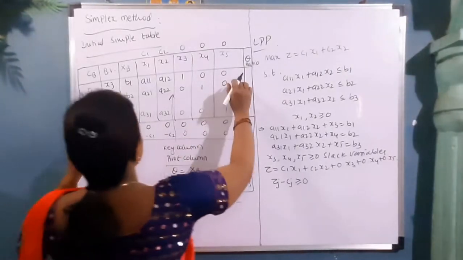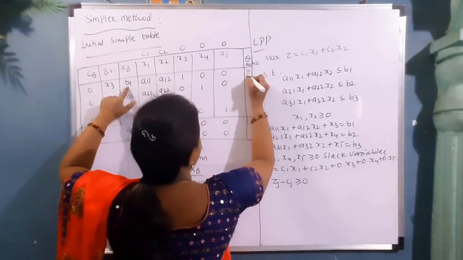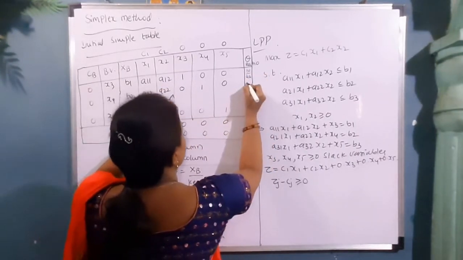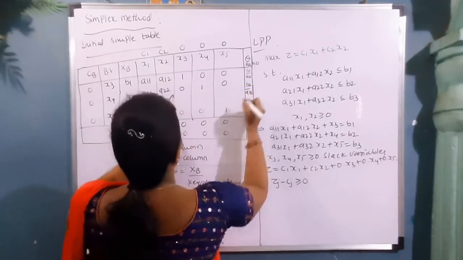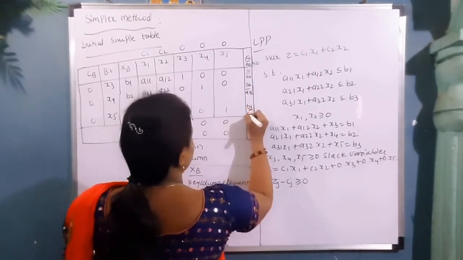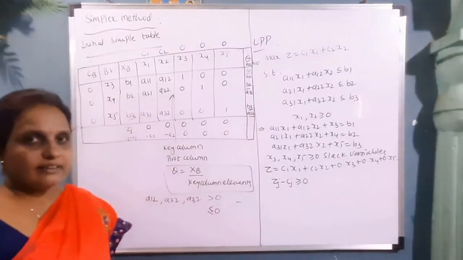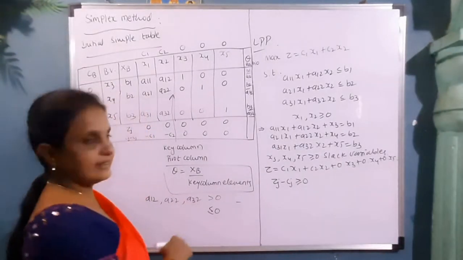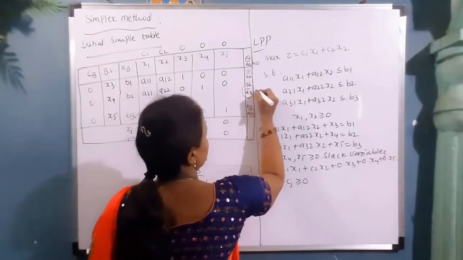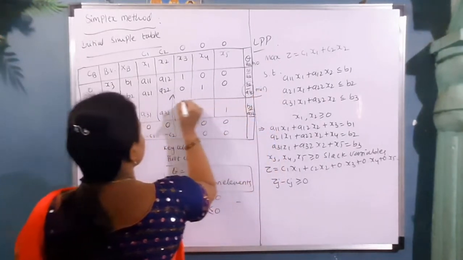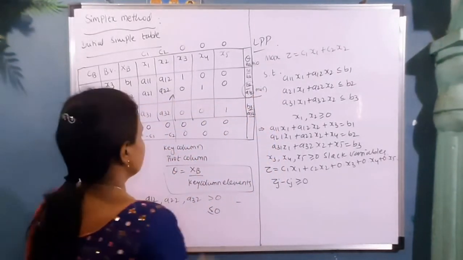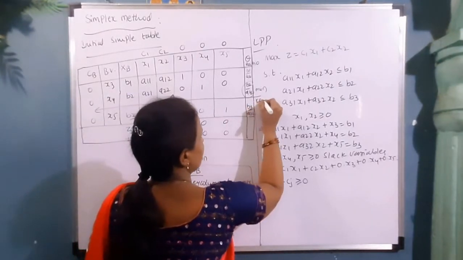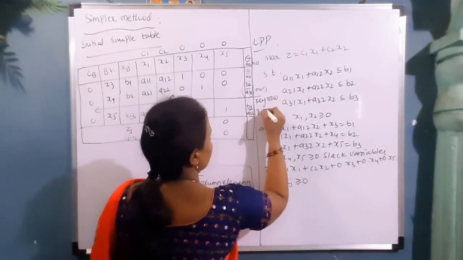Now the ratios will be B1 by A12. The next row will be B2 by A22. Next B3 by A32. So we will find three ratios. Among these three ratios, whichever is minimum, we pick that. Suppose this value is minimum, then we pick this row. So we have got the key column, and now we have got the key row, or we can say the pivot row.